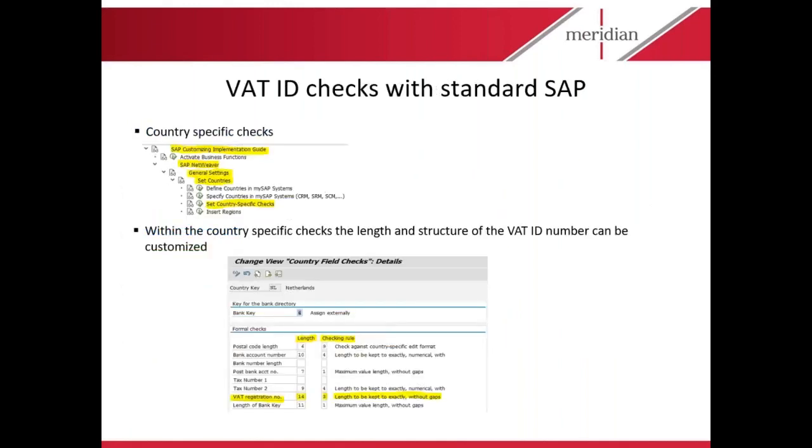Looking again at the VAT ID checks within standard SAP, in these screenshots you can see how the country-specific checks are set up, and somebody within your business in customizing will dictate the number of fields and the length that a VAT number should be for each jurisdiction. That's the only checking that's done within SAP because there is no call to an outside source to make sure those VAT IDs are valid on the day that you're creating a transaction to your customer or vendor.